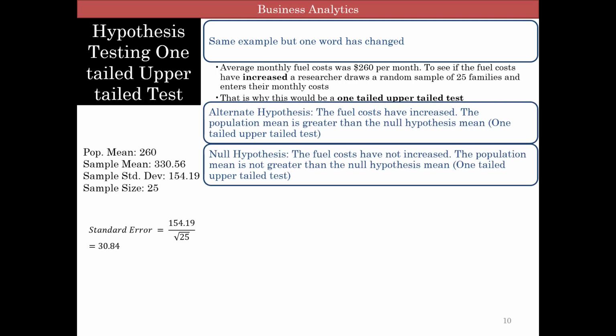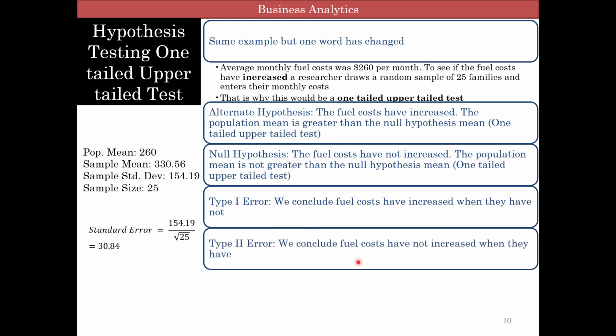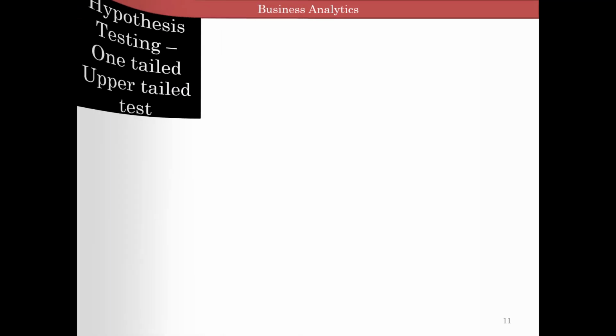I'm not going to read through the alternate and null hypothesis now. All of you should be comfortable with dealing with alternate and then defining your type 1 and type 2 error. Remember that every problem, you're going to define what your hypothesis is, your null hypothesis, your type 1 and type 2 error. And of course, we are going to look at alpha at 5%.